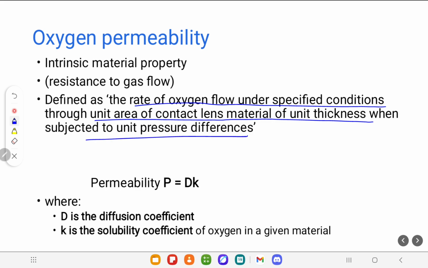So basically it's the rate of flow of oxygen, under specific conditions such as pressure, unit area and so on. But what do we mean by oxygen permeability? It is the rate of oxygen flow. One of the famous things about oxygen permeability in optometry students' lives or examinations is the unit of oxygen permeability.